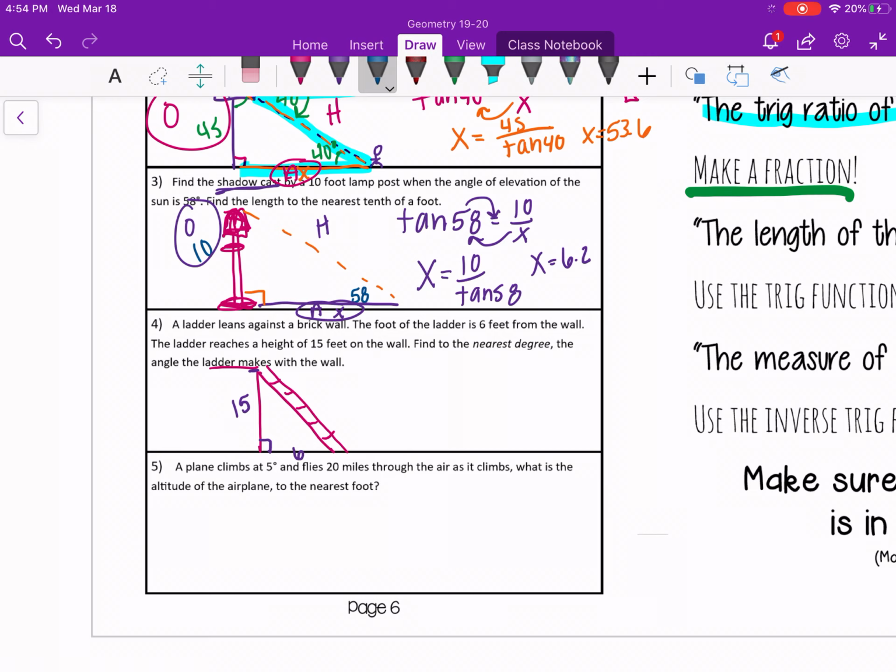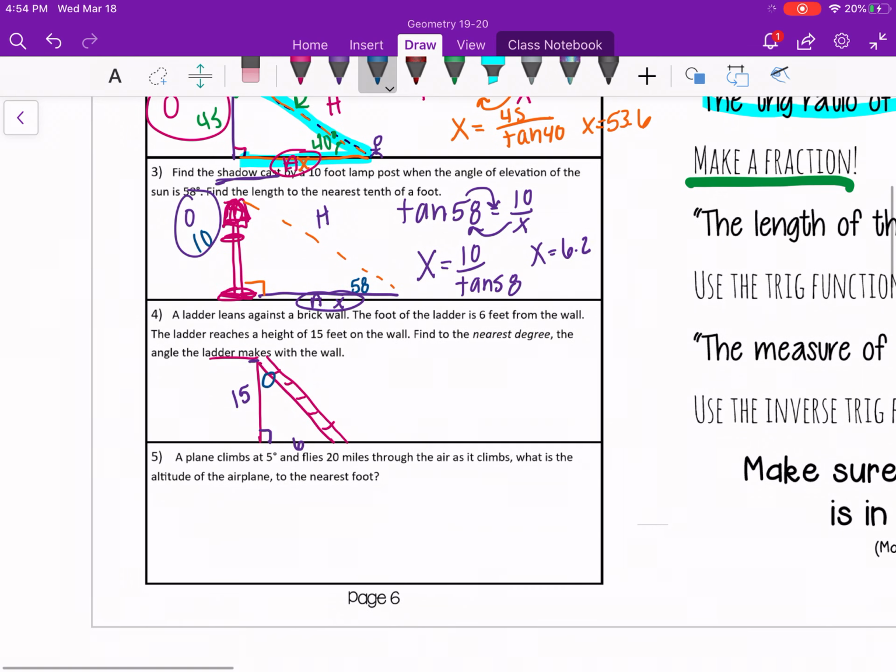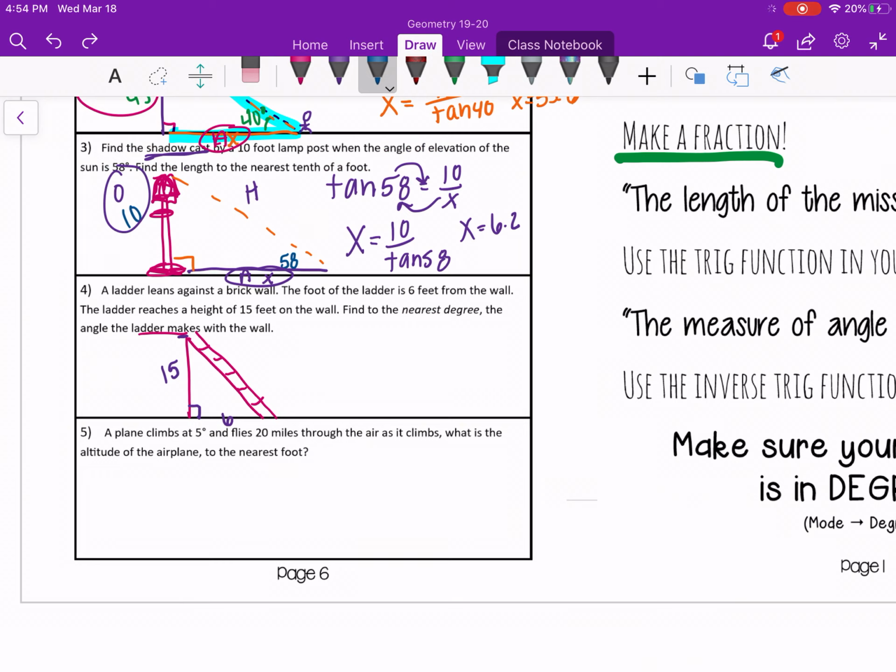There's two angles that could possibly be theta. This could be theta or this could be theta. Which one of those is an angle formed by the ladder and the wall? One of those angles is a ladder and the ground. One of those angles is a ladder and the wall. Which one of those angles is ladder and the wall? And how do you get that? So, ladder and the wall.